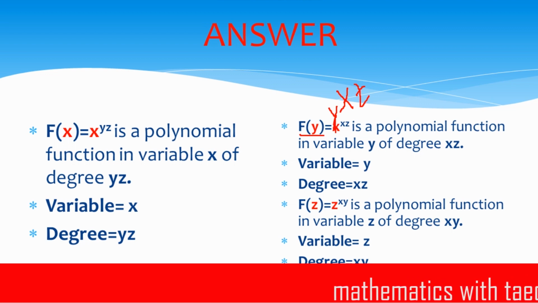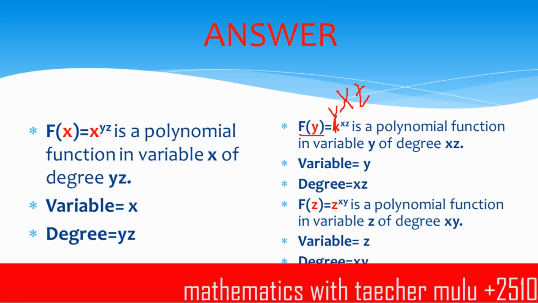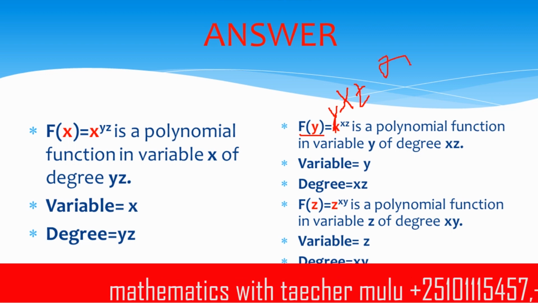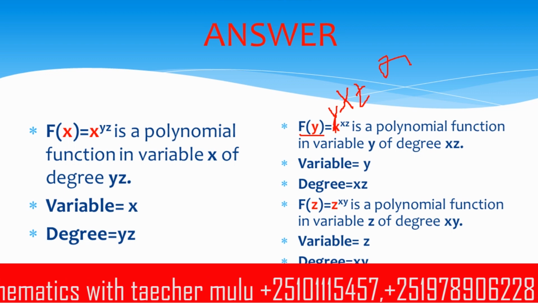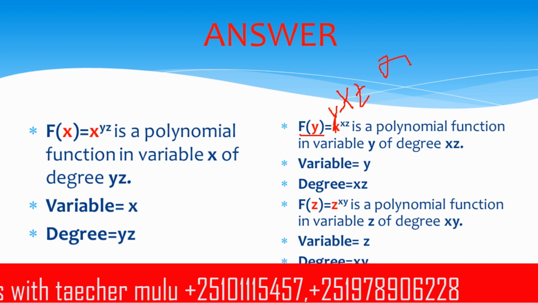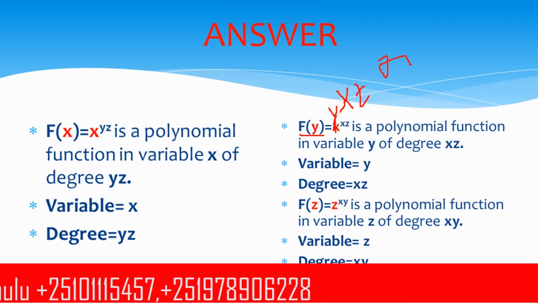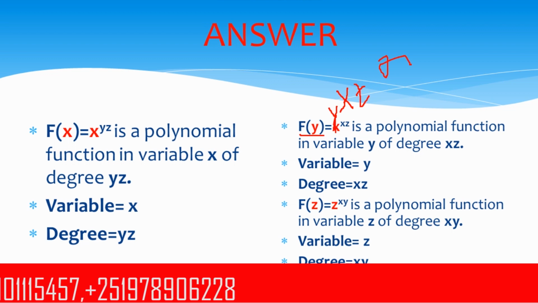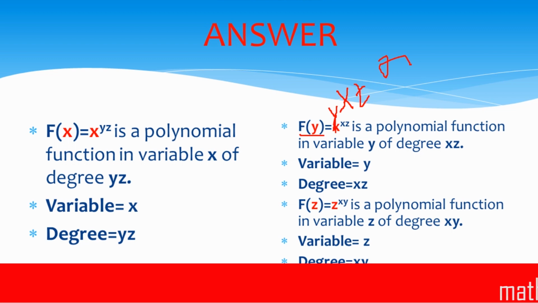So look carefully at these three exercises. In the first one the variable is x. In the second one the variable is y. In the third one the variable is z. But the rest are just numbers. They represent 2, 3 or a lot of things. So when you identify a polynomial function from another function, first and foremost you have to look at the variable in the brackets of the function f. If it is x, x is the variable. If it is y, y is the variable. If it is z, z is the variable.